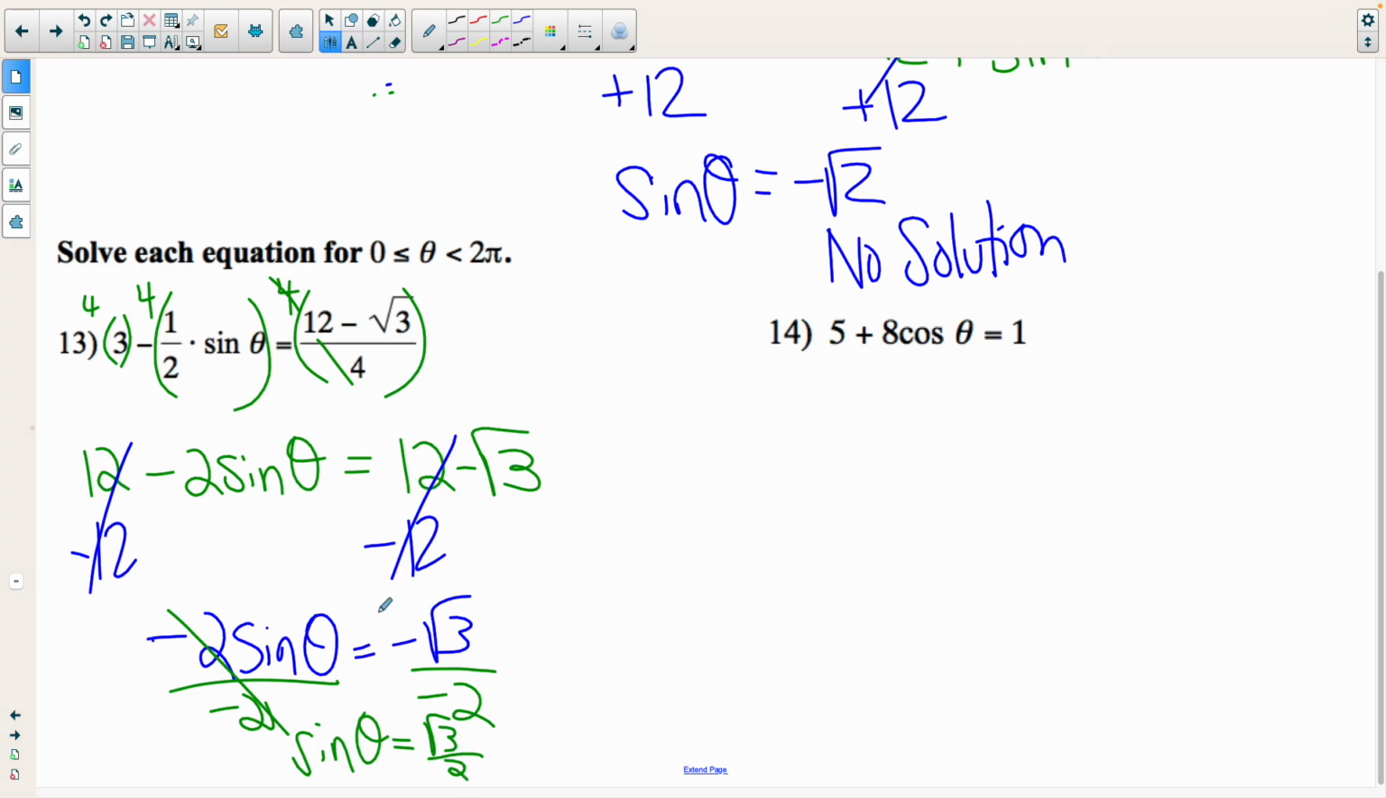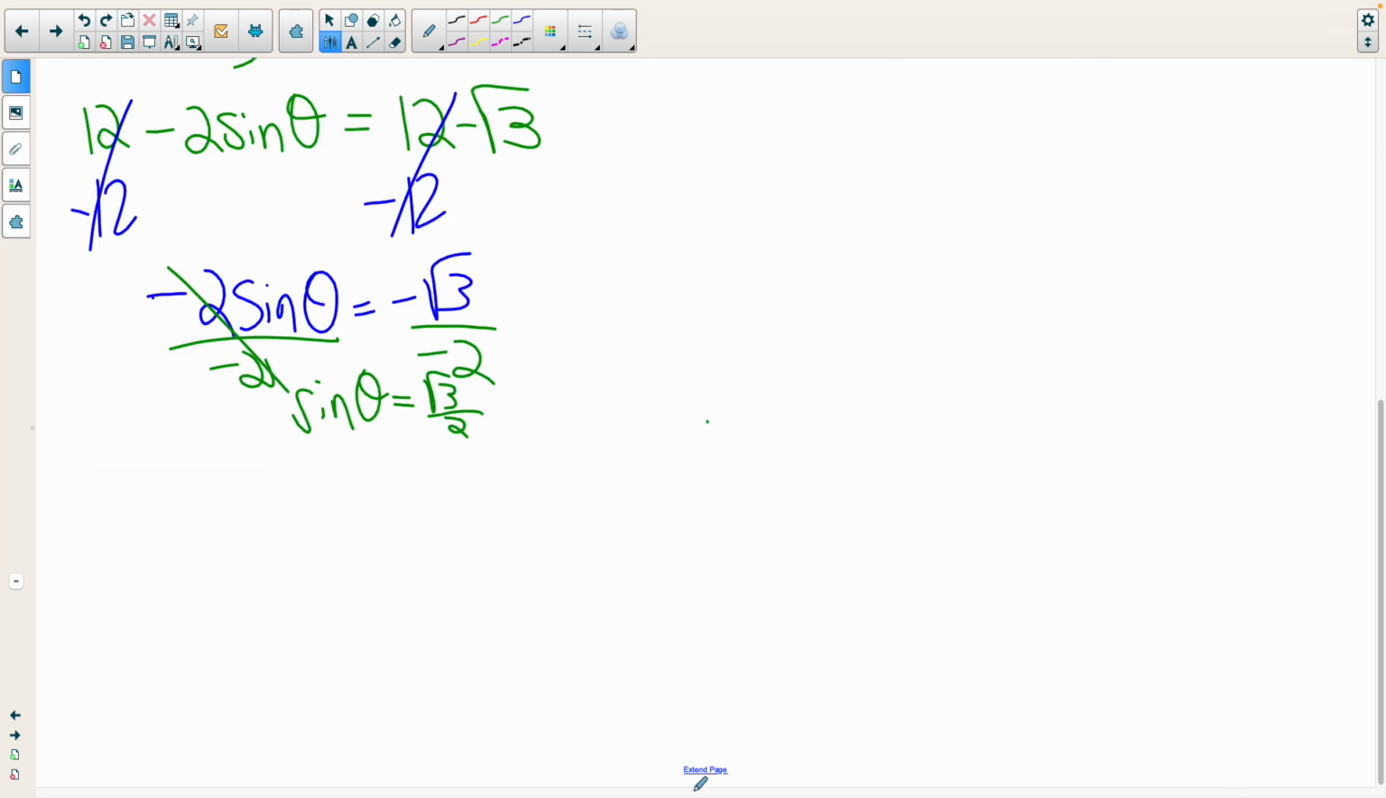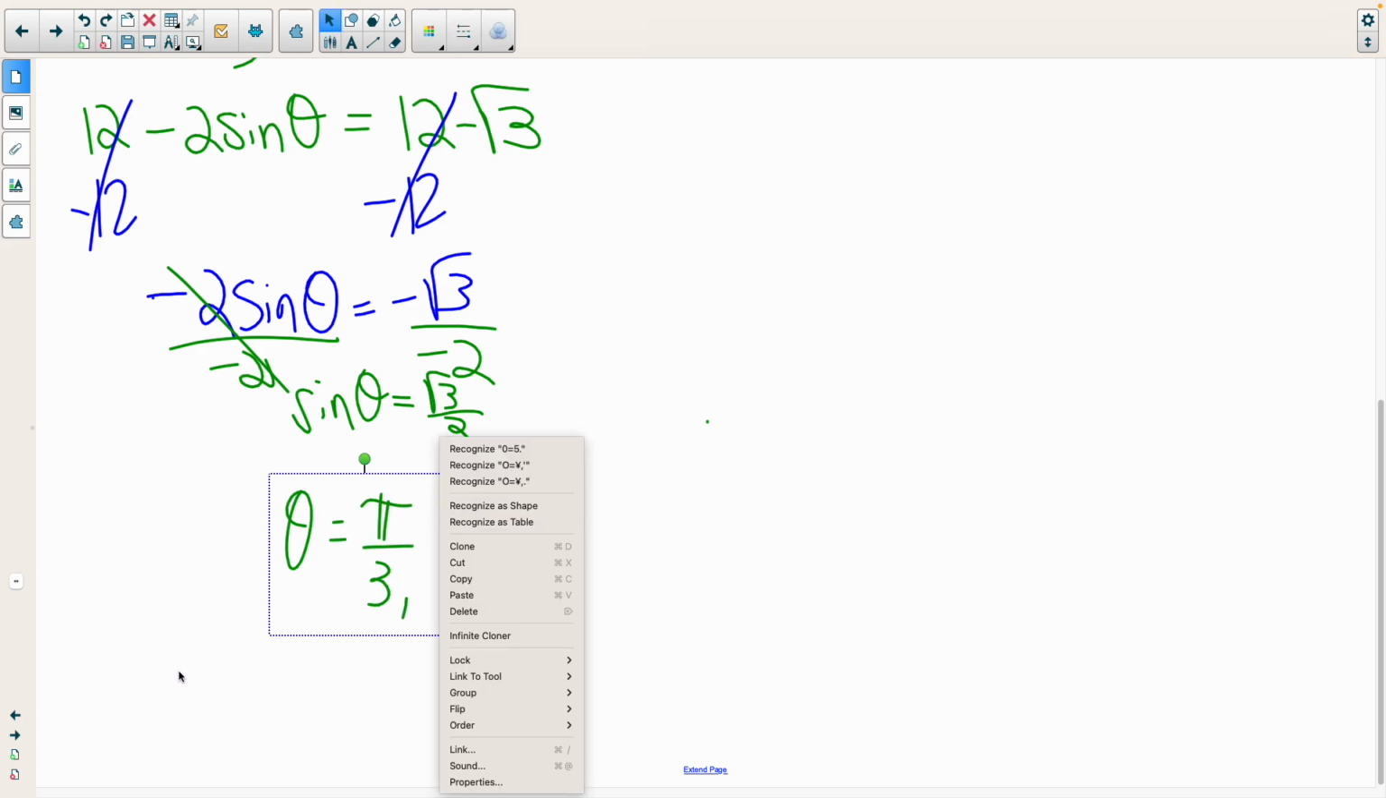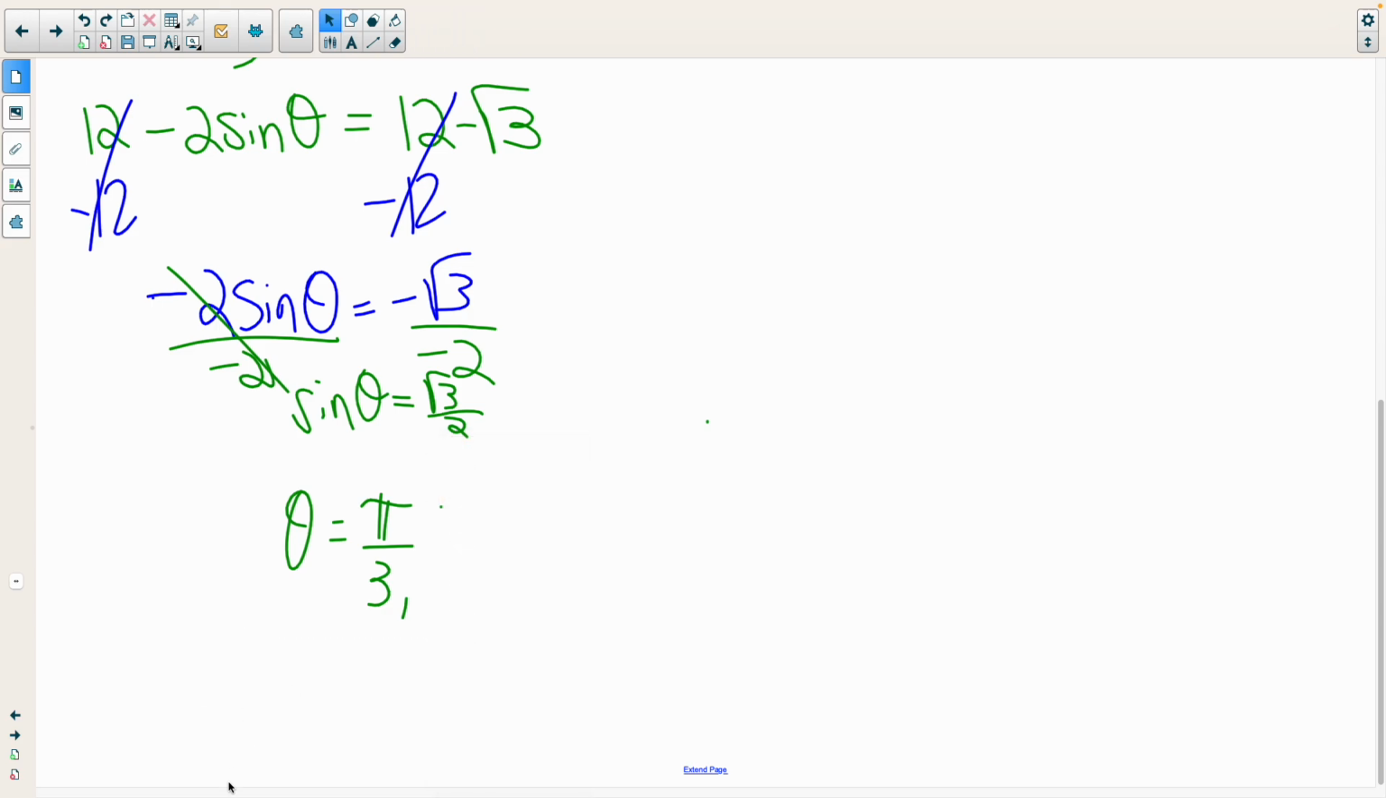Okay, so find y coordinates of root 3 over 2. Keep your constraint in mind, it has to be in radians. So you should get pi over 3 and 2 pi over 3? Wait, that's not right. Yes, it is. Yes.